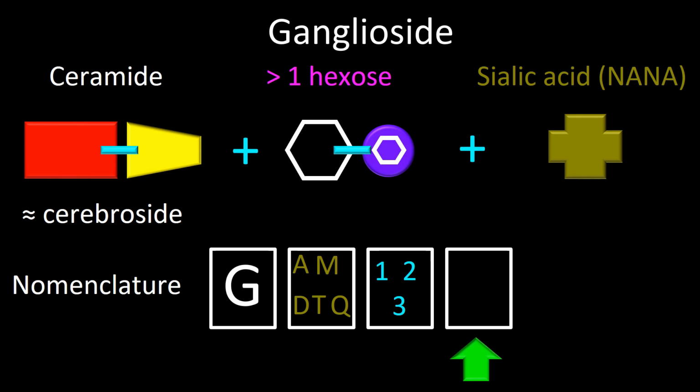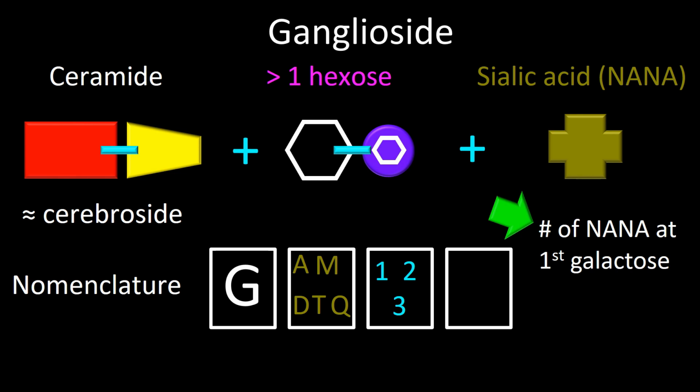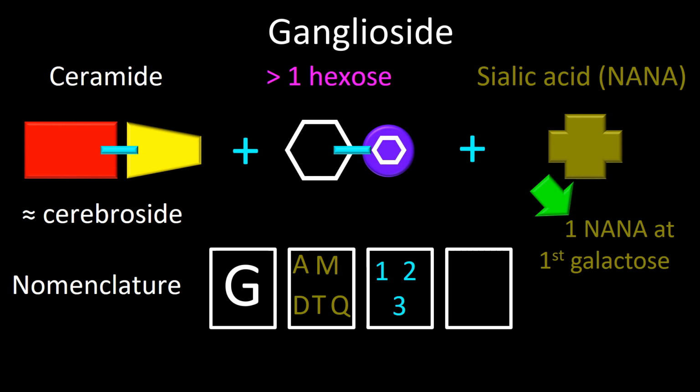Now we go to the last bucket. And again, we go to NANA for answers. But this bucket is to signal the number of NANA attached to the first galactose. If it has 1 NANA, we use the letter A, which we place in the bucket.